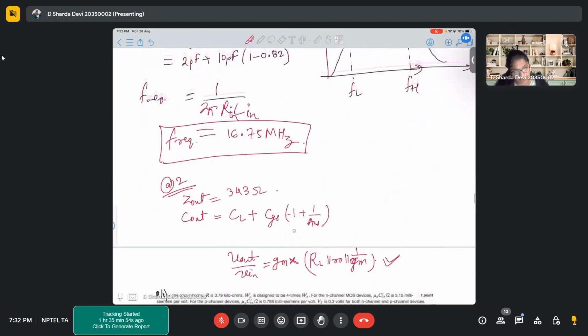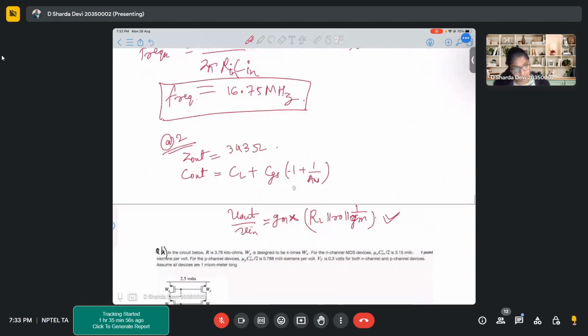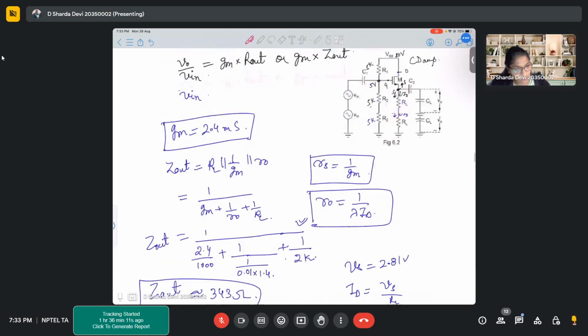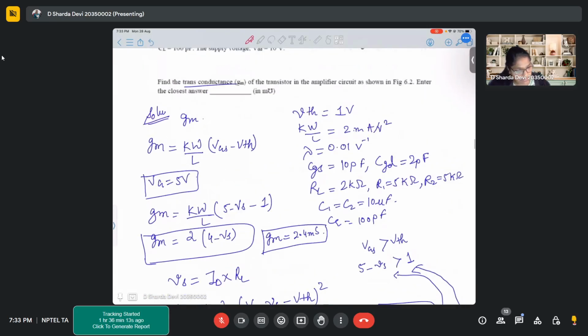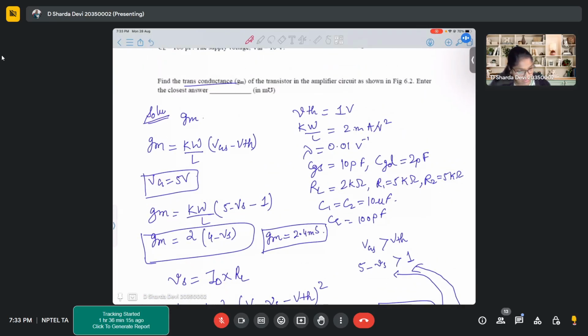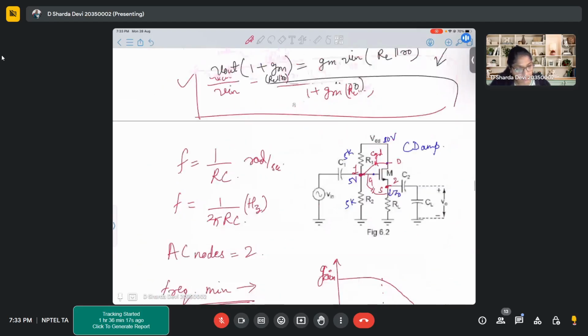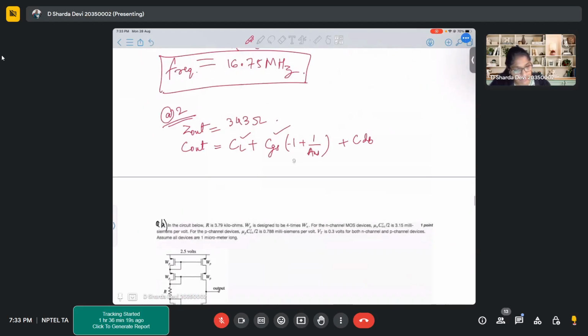So yahan pe plus CDB. This will also come in parallel. So this CDB is there. Now CL ka value pata hai, CGS pata hai, CDB pata hai kya? Okay, CDB is not given now. So we can consider CDB very small. So we can neglect. अगर CDB दिया होता तो we would have used CDB also.